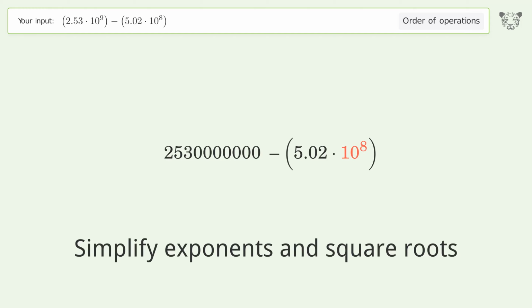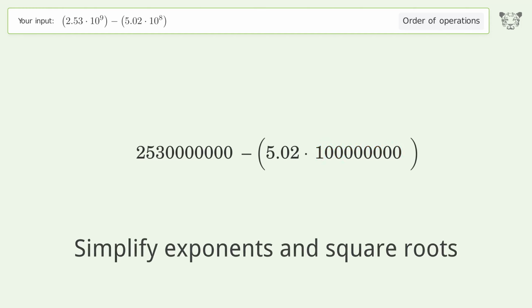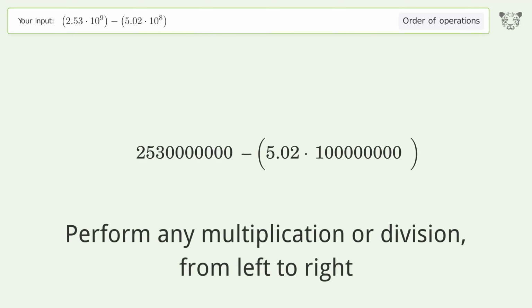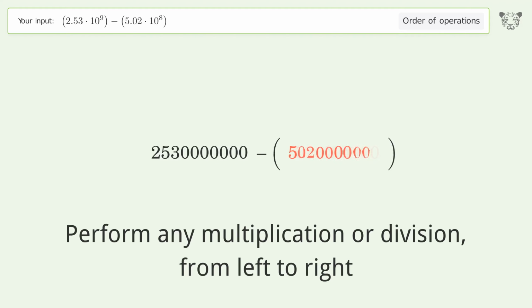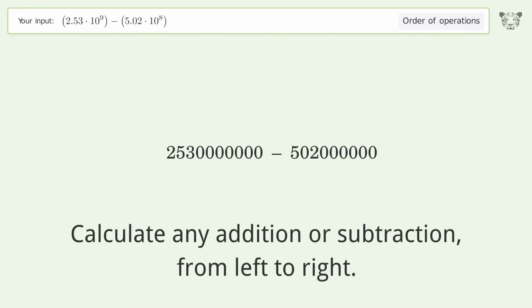Simplify exponents and square roots. 10 to the power of 8 equals 1,000,000,000. Perform any multiplication or division, from left to right. 5.02 times 1,000,000,000 equals 5,020. Calculate any addition or subtraction, from left to right.